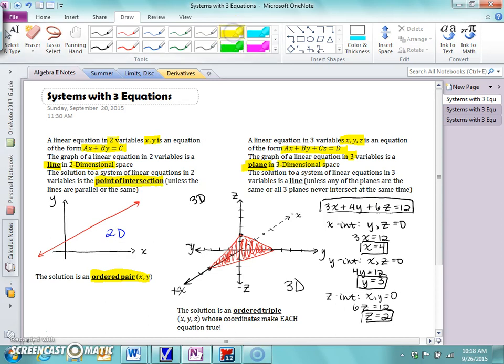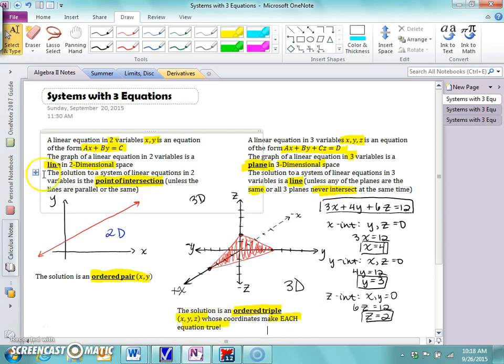Now, whenever you graph a system of it, sometimes the solution will be a line, unless some of the planes are the same, or some of the planes never intersect at all. And the solution, it's not an ordered pair anymore. It's an ordered triple, x, y, and z. And when you plug x, y, and z into the system, it makes each equation true.